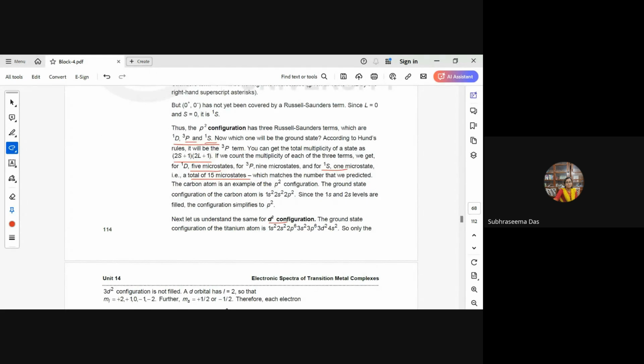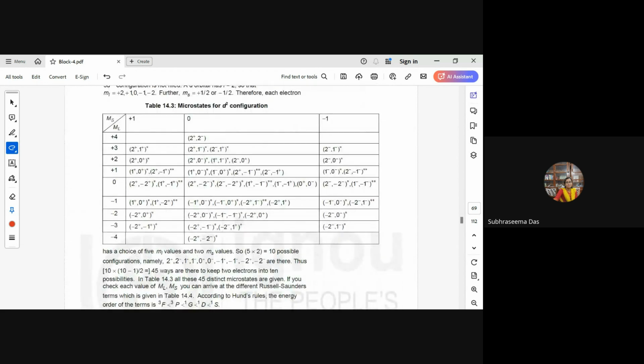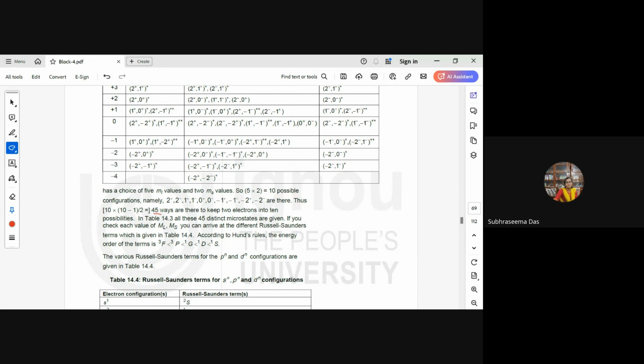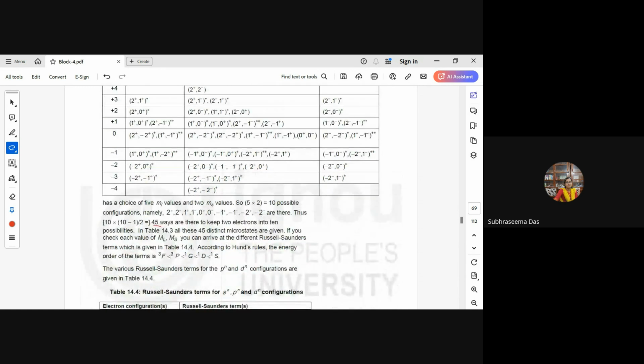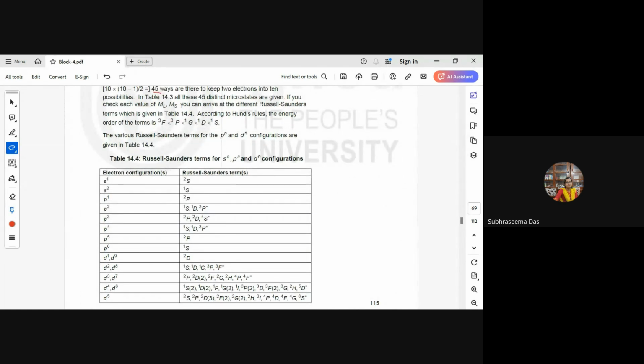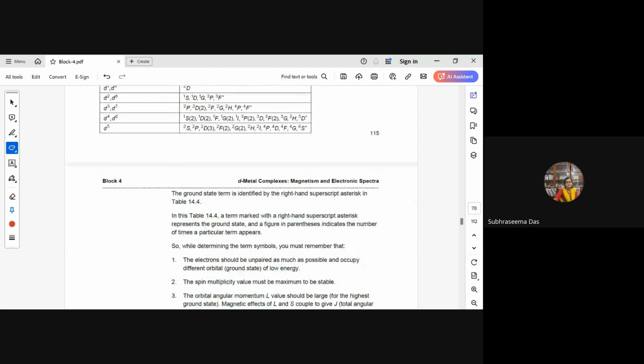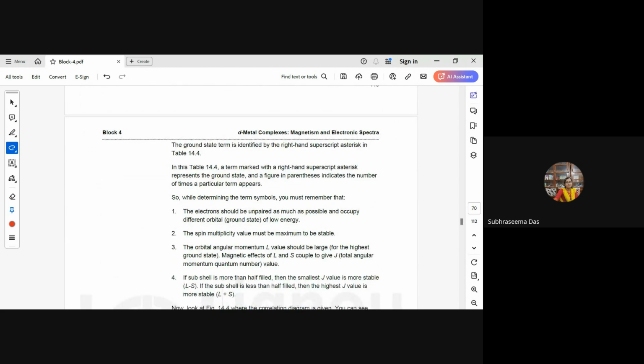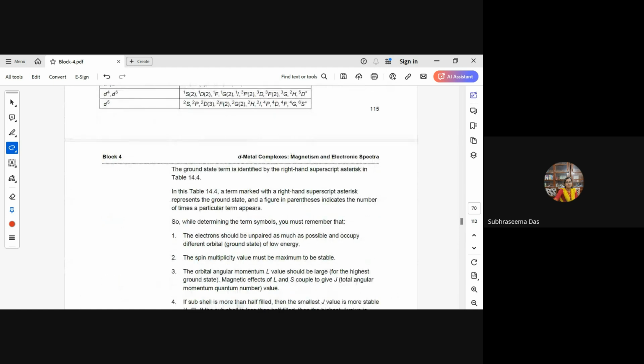Now a similar example has been given with the d2 configuration. Substituting the values, 45 possible distinct microstates for the d2 configuration have been identified, and they have been listed here in table 14.3. The various RS terms for the pn and dn configurations have been listed in table 14.4. The ground state terms are identified by putting an asterisk in the superscript, as shown here in table 14.4.